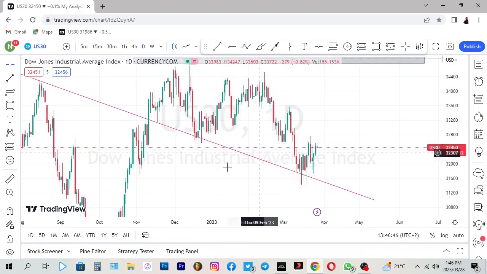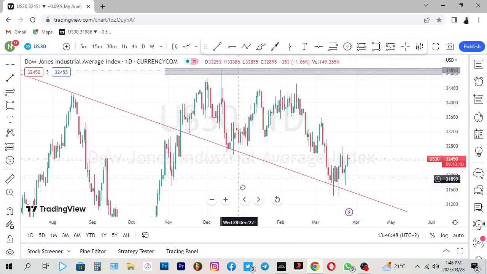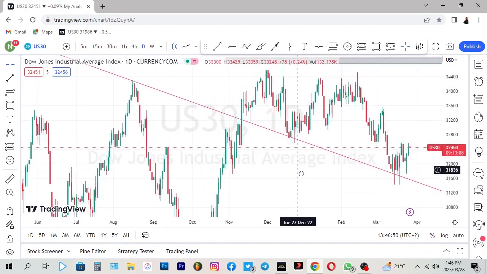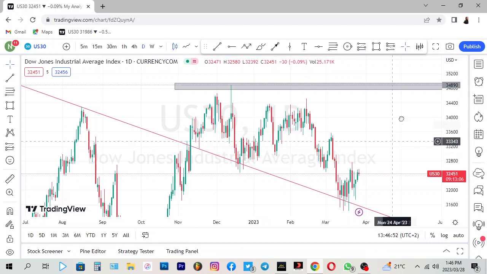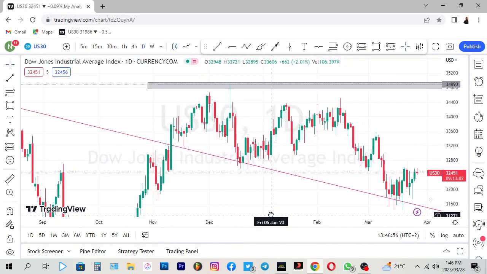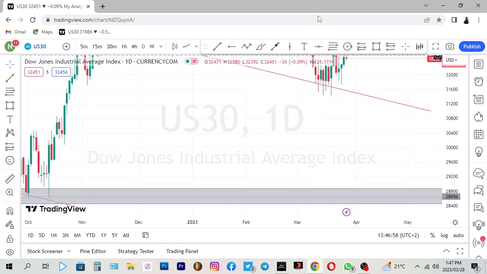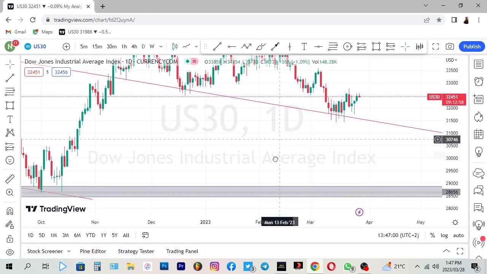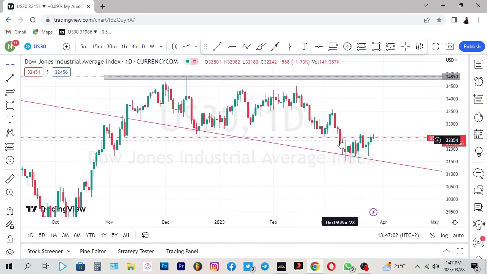We're scalping the safe way. So we have a resistance and a support.